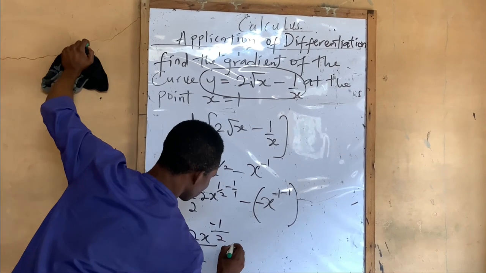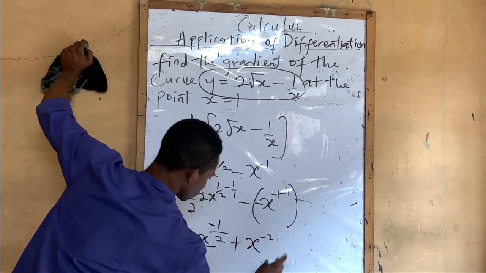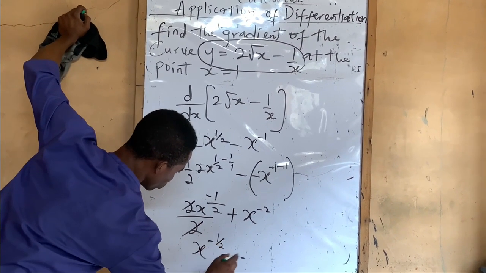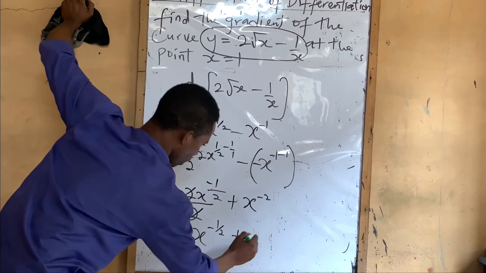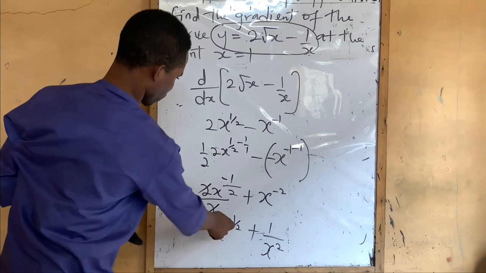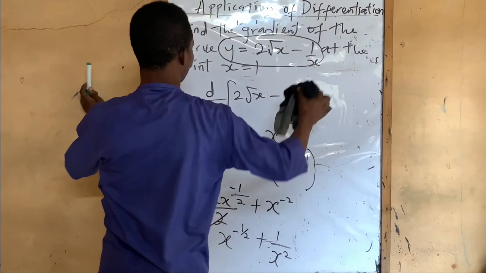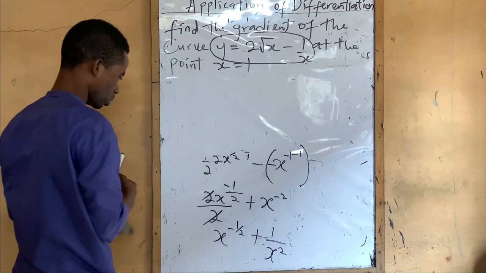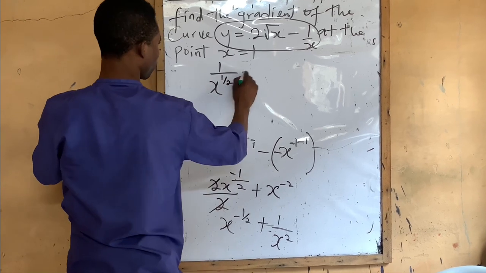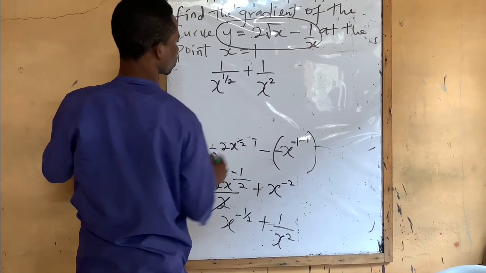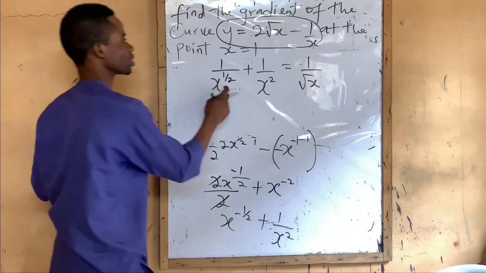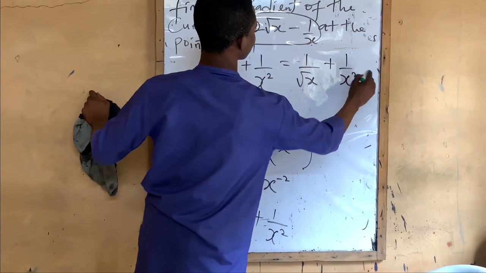So minus minus is plus x raised to power minus 2. This cancels this. Actually, we have x raised to power minus 1 over 2 plus, if I want the minus to go, 1 all over x raised to power 2. The same thing is applicable for the negative index. So I can also say 1 all over x raised to power 1 over 2 plus 1 all over x raised to power 2, which makes 1 all over root x plus 1 all over x squared.